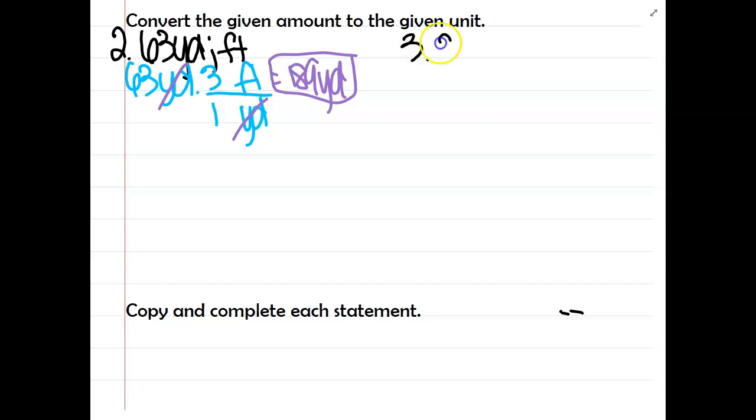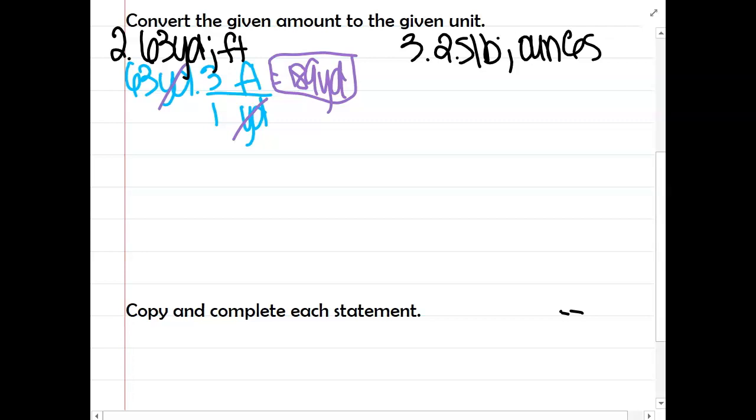Okay, let's say we have 2.5 pounds. Yes. Oh, you are very right. It is feet. Thank you, thank you. 189 feet. Thank you.